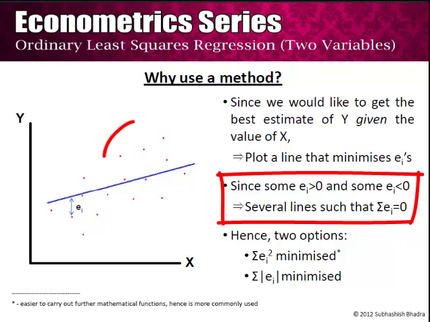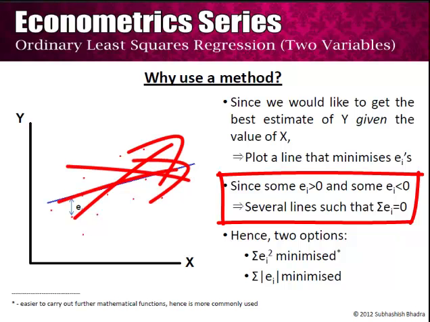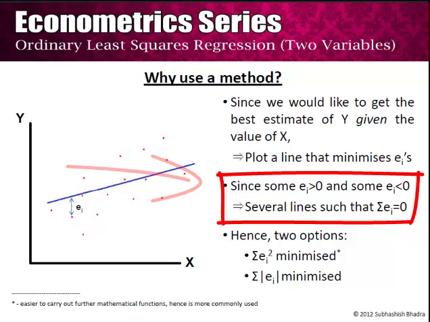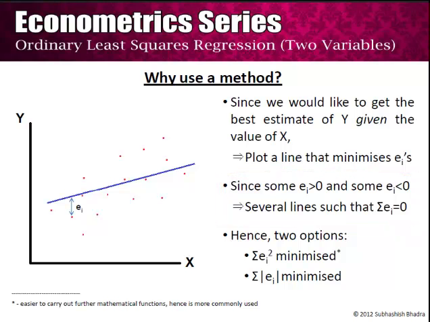Since some of the EIs are positive, that is actual y is greater than predicted y, and some of the EIs are negative, that is actual y is less than predicted y, in which case they balance out each other and we can construct several different lines such that the summation of EI equals 0. Hence, if we use this methodology, we will not be able to come up with one single line. Hence, we have two major options before us.